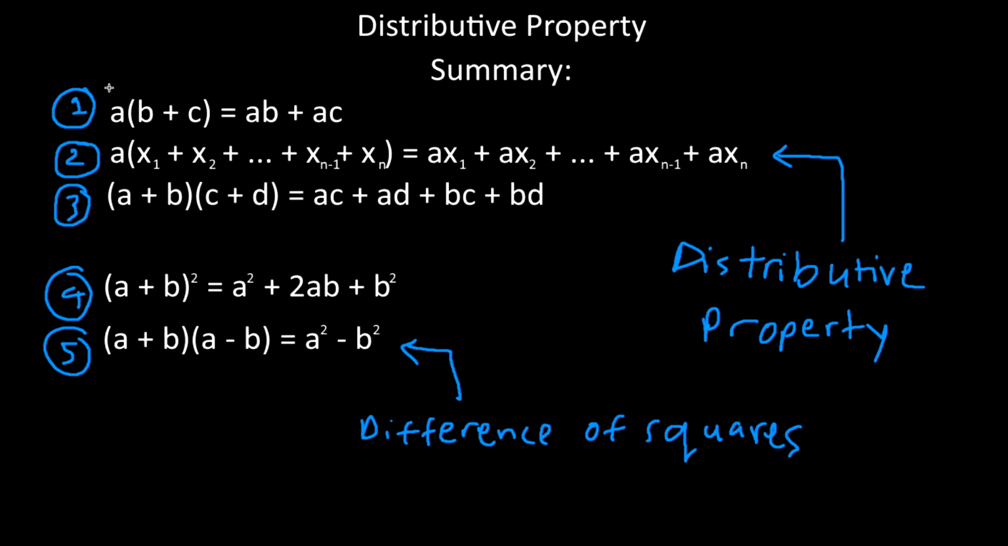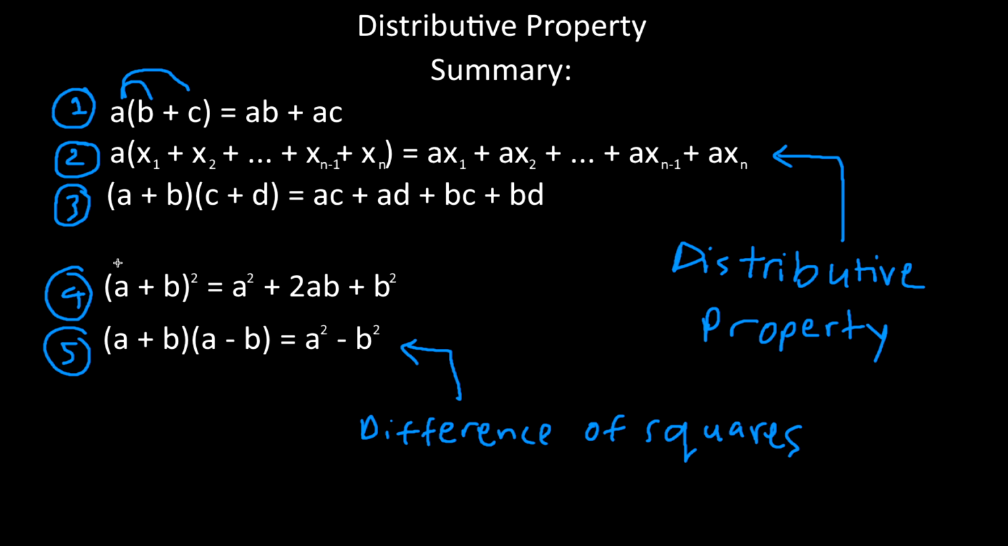Here is what we've learned in this video. The first equation is a distributive property. It tells us that the term outside of the brackets should be distributed with every term inside the brackets. The second equation tells us that this formula works for any number of terms inside the brackets. And the third equation tells us how to multiply two binomials together. It is simply an application of the first equation.